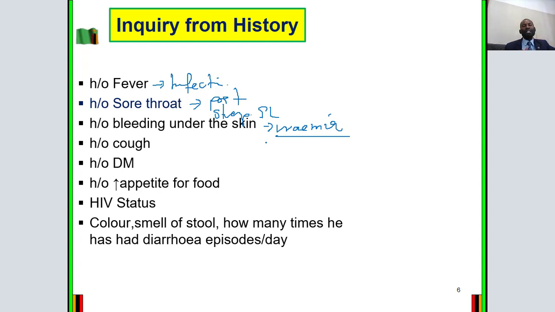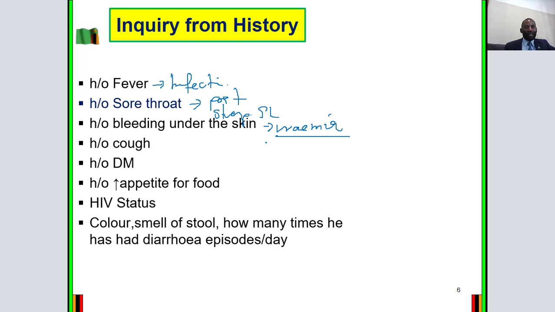Why am I asking these questions? I want to look at severity. How severe is the diarrhea? I want to estimate how much fluid has been lost, so that I know when it comes to replacement. You may also inquire about TB, tuberculosis, because it is also able to affect the kidneys.